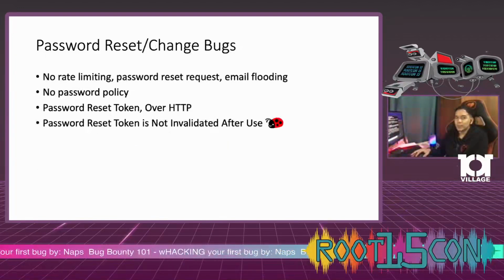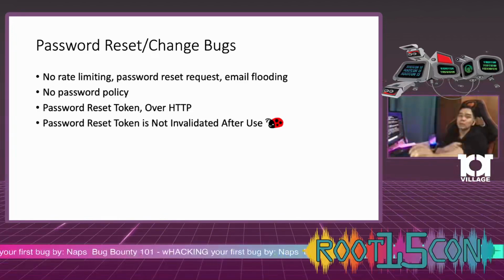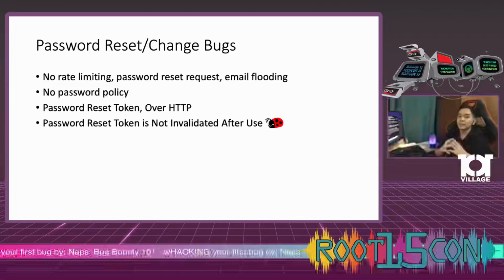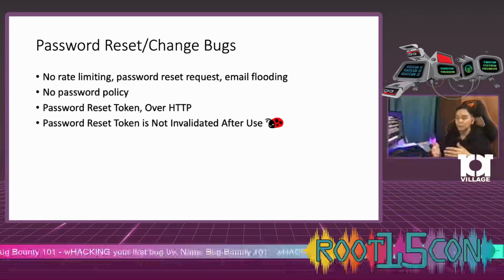Our next bug is that the password reset token is not invalidated after use. This is when you request a password reset and you can use it multiple times, meaning you could use the password reset URL multiple times and it does not expire. If you see something like that, you could report it. But sometimes the password reset token has a long expiry time, for example 1 day or 2 days, but companies don't accept that as an issue.